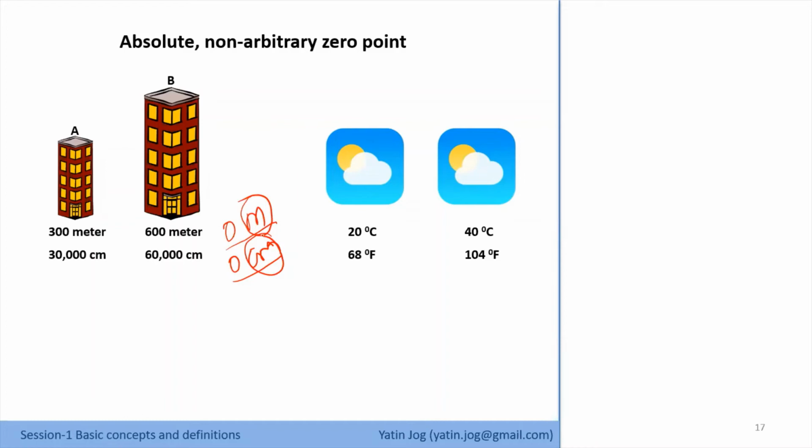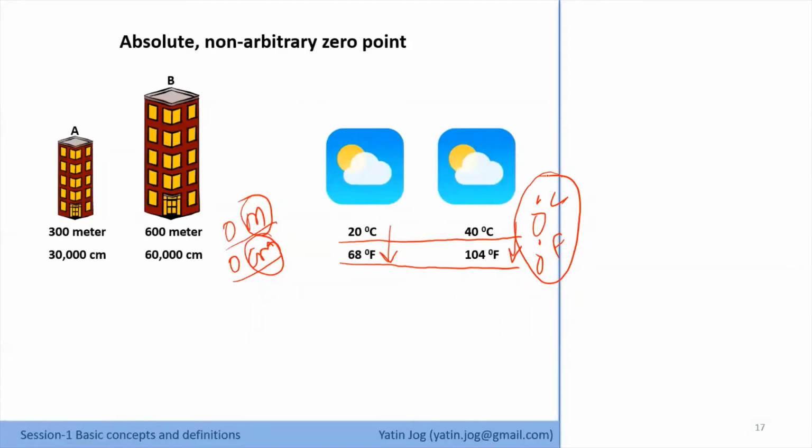But look at the second example. If I change degrees centigrade to degrees Fahrenheit, that 20 becomes 68 and 40 becomes 104. With only degrees centigrade, if I'm making a statement that the temperature of city 2 is twice as hot as the temperature of city 1, that statement is not true in the case of degrees Fahrenheit. Because 0 degrees centigrade and 0 degrees Fahrenheit are different. Temperature as a variable doesn't have a defined 0. 0 has different meanings in different units.